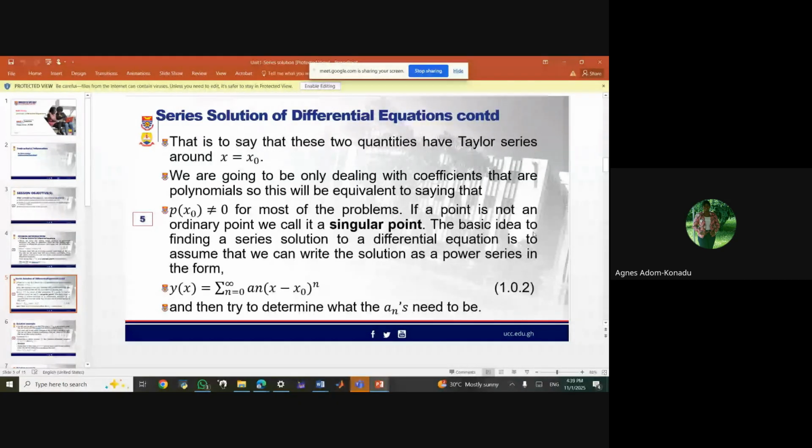The basic idea here is to find a series solution to a differential equation by assuming that we can write the solution as a power series in the form y of x equal to the sum from n equal to 0 to infinity of a sub n times (x minus x naught) to the power n, and then try to determine what the a n need to be. Here we want to look at the power series solution. In the examples so far we've looked at exponential solutions, but here we want to look at power series solutions.